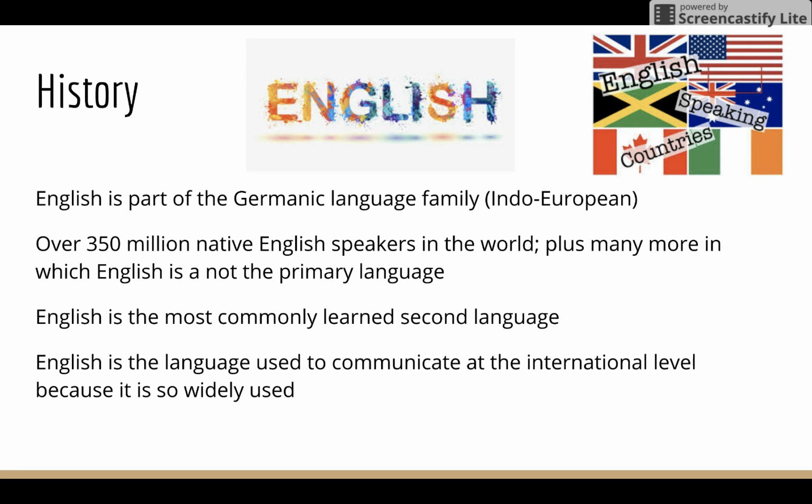It is the most common second language that people learn, and English is the language that is used to communicate at the international level because it is so widely used.